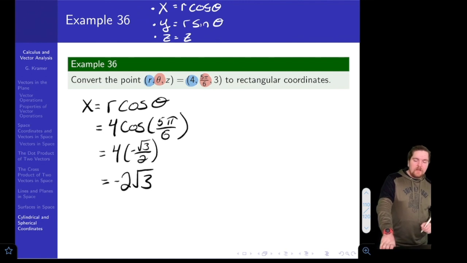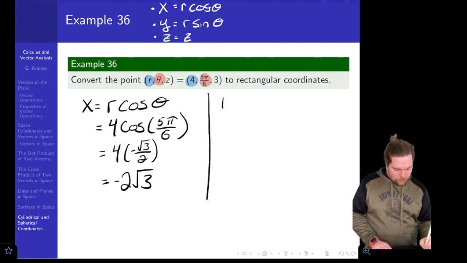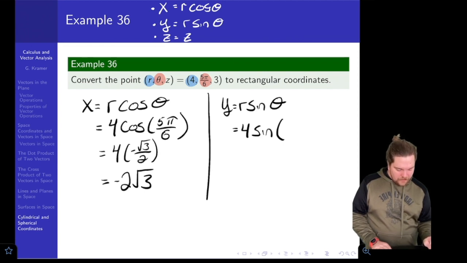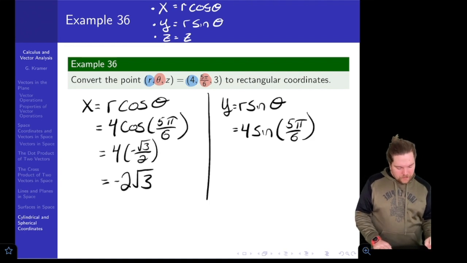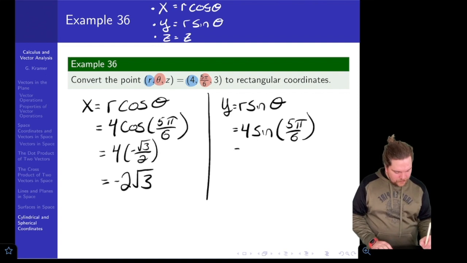Right. Next, we want to find the y-coordinate of our point. Well, remember y is just r times sine of theta. Well, r again is 4, and the angle theta is 5 pi over 6. So we just have to remind ourselves that sine of 5 pi over 6 is 1/2. So this is going to be equal to 4 times 1/2, which is 2.